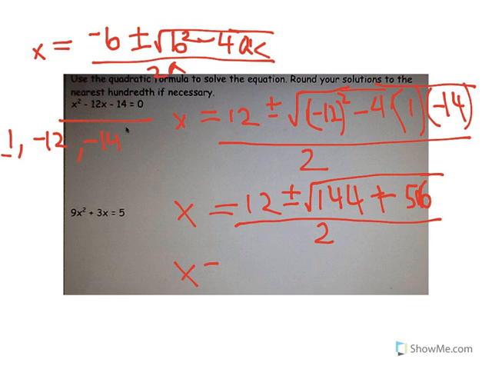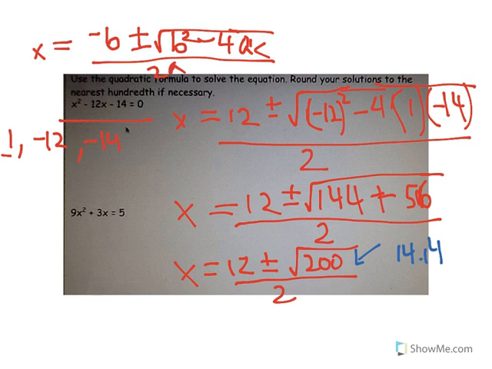So now it's going to be x is equal to 12 plus or minus the square root of 144 plus 56. That's going to be the square root of 200, all over 2. And so now all we're going to do is change this value into an actual value that we can work with, a decimal, and then we can do the math, and we'll see where we go from there. So the square root of 200, if we round it to the hundredths place, is going to be 14.14. So now what we're going to do is 12 plus 14.14.